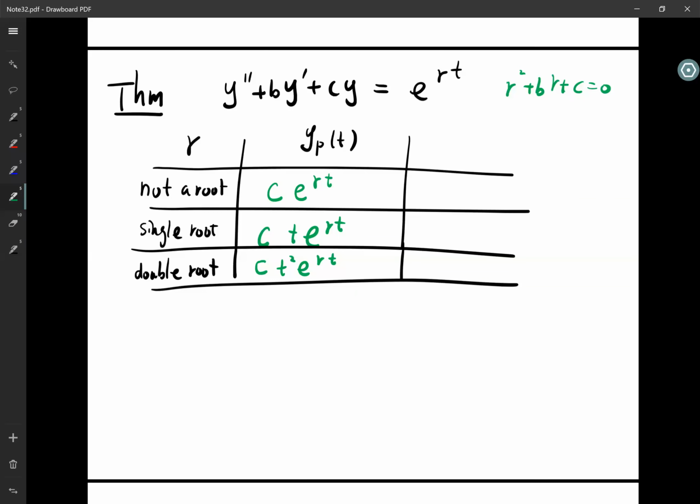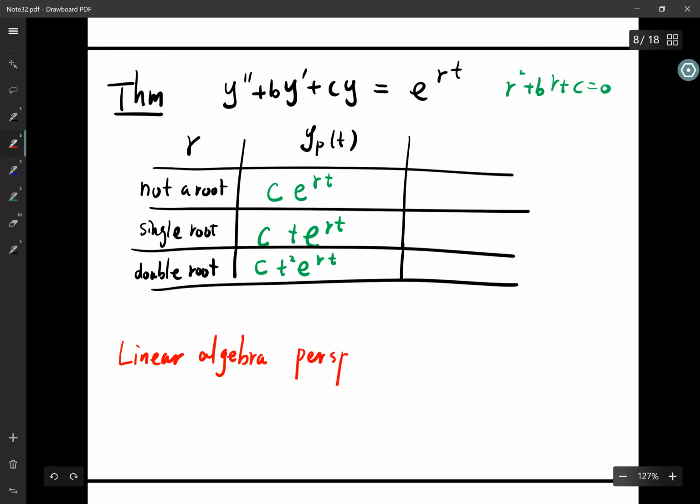Okay, so I left a column here. That's because I haven't defined that. I want to say there is also a linear algebra view, in your algebra perspective.